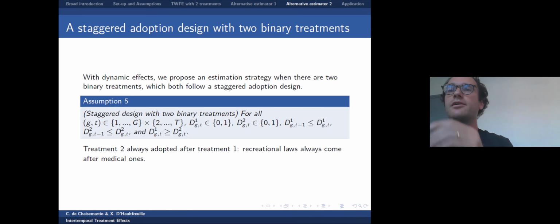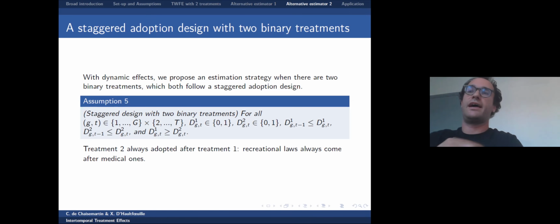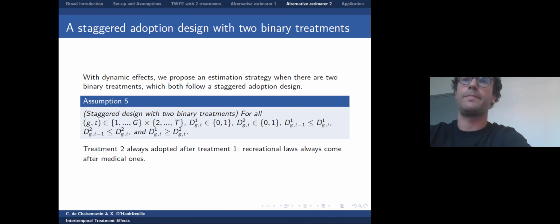What's lucky is that the marijuana law example actually satisfies those conditions. So the two treatments are binary. They both are weakly increasing over time, meaning that they follow staggered adoption. And also, I'm assuming that the treatment 2 is always adopted after treatment 1, which is again the case. Recreational laws always come after medical ones.